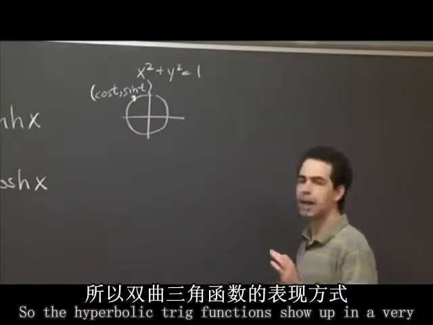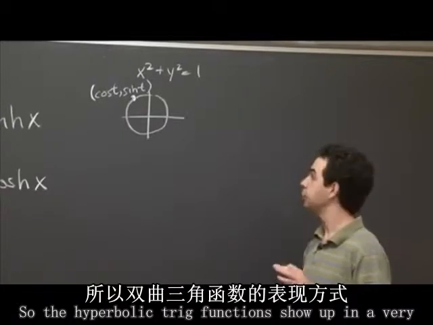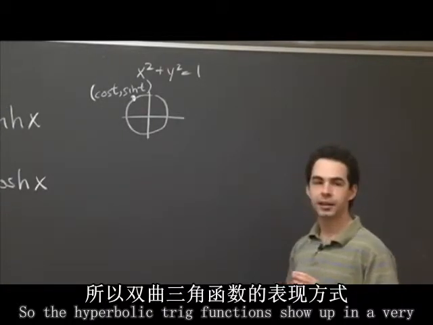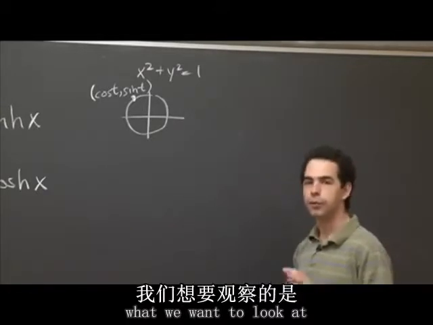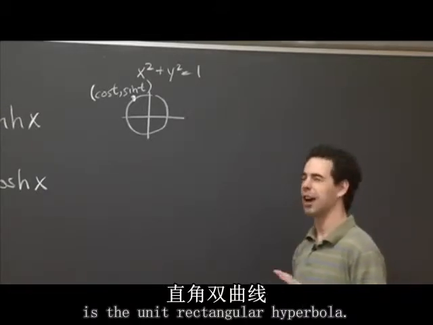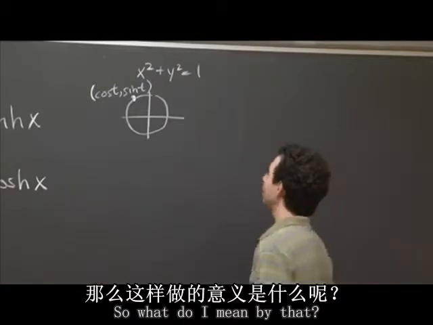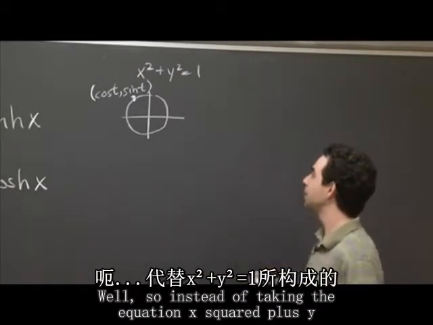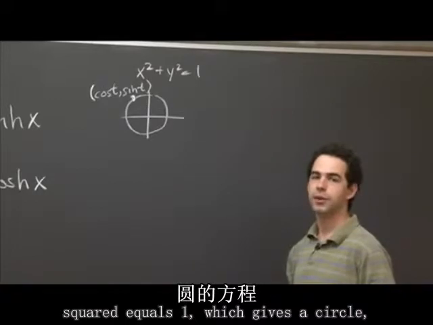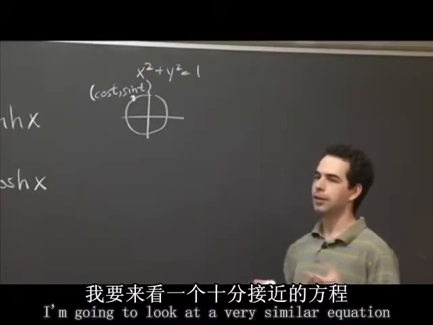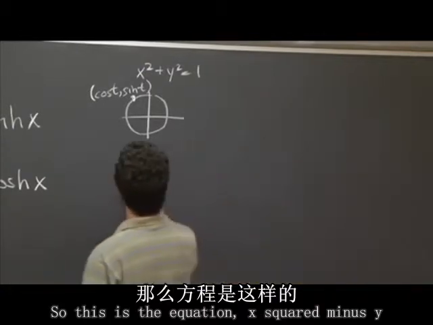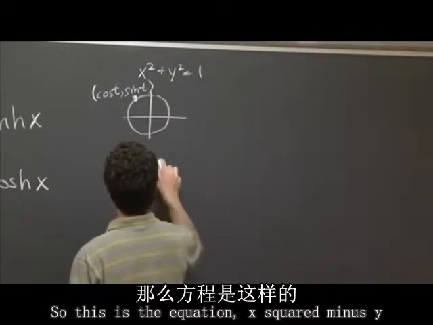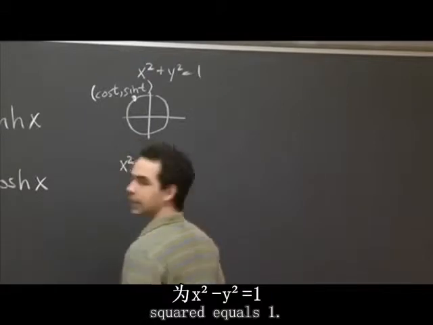So the hyperbolic trig functions show up in a very similar situation. But instead of looking at the unit circle, what we want to look at is the unit rectangular hyperbola. So what do I mean by that? Well, so instead of taking the equation x squared plus y squared equals 1, which gives a circle, I'm going to look at a very similar equation that gives a hyperbola. So this is the equation x squared minus y squared equals 1.